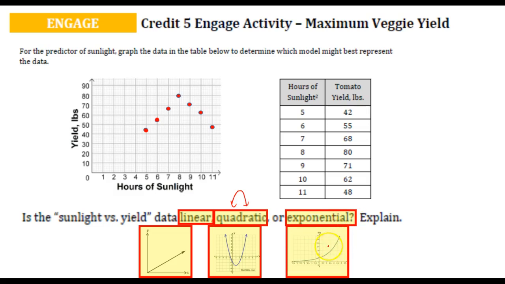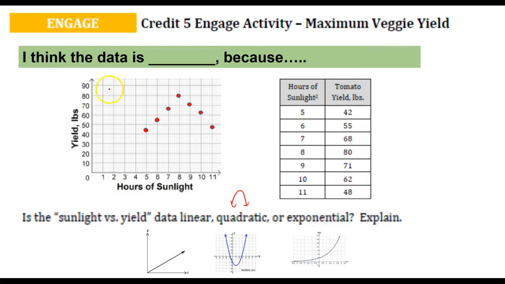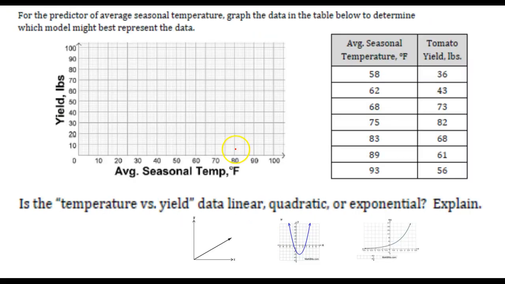And then just explain. So I'm not going to give you the answer. Write in what you think it looks like, and here's a little sentence starter. You think the data is, pick one, and write because, and tell us the reason why. Let's move on to the next graph.